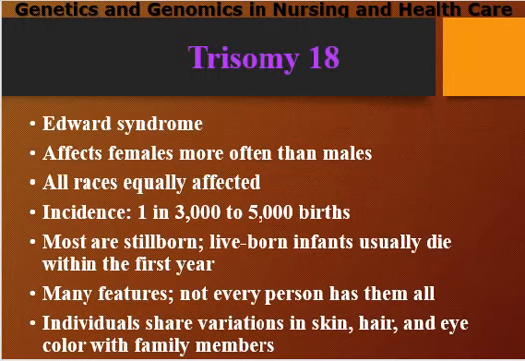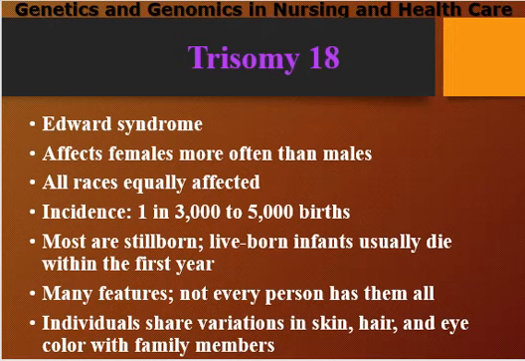Okay, so moving on to trisomy 18, which is otherwise known as Edwards syndrome. That affects females more often than males. All races are equally affected, but it affects females more so than males. The incidence is 1 in 3,000 to 1 in 5,000 births, so not as common as Down syndrome, but it is the second most common trisomy. Most are stillborn. Live-born infants usually die within the first year.